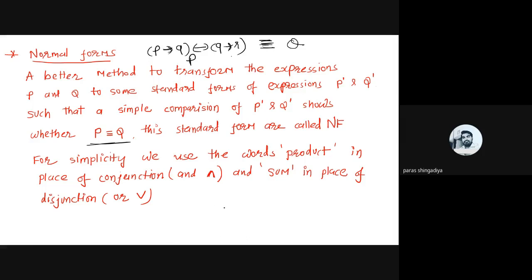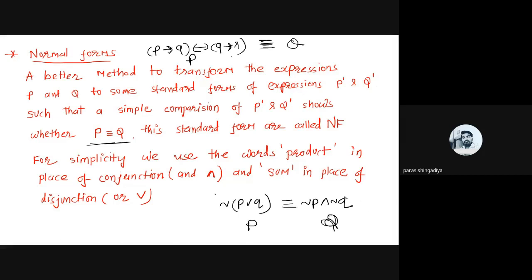For example, in De Morgan's law, we have negation of p or q, that is logically equivalent to negation p and negation q. So this is the logically equivalent form. This is p here, there is q here, and both are equivalent. In place of negation of p or q, we can use negation p and negation q also. So that is another form of this one.